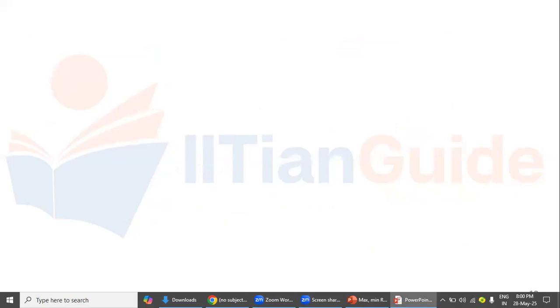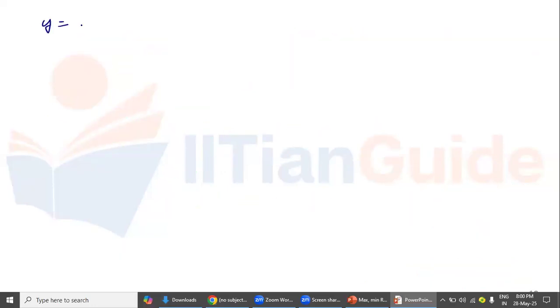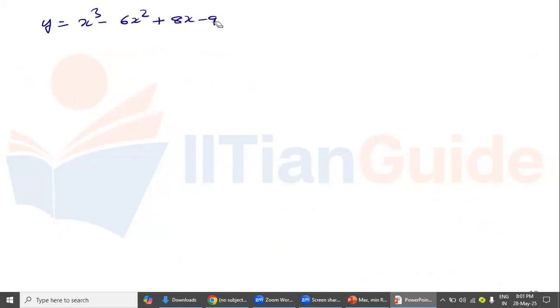We were given the function y, which is x cube minus 6x square plus 9x minus 8. I will put x to be 0, when it is convenient and easy, then we can do. Put x to be 0. I am getting y to be minus 8.